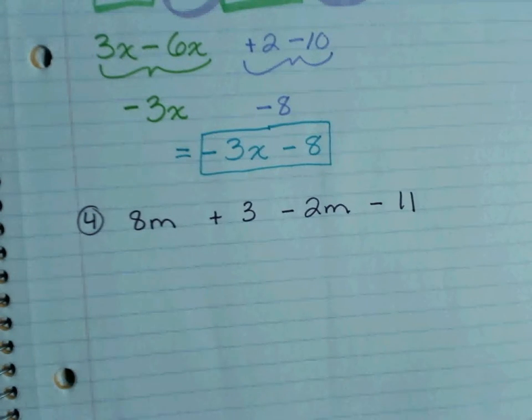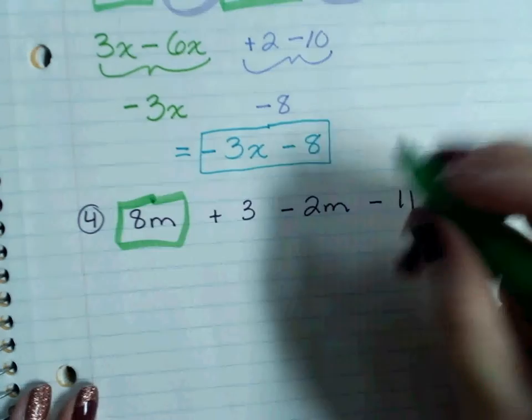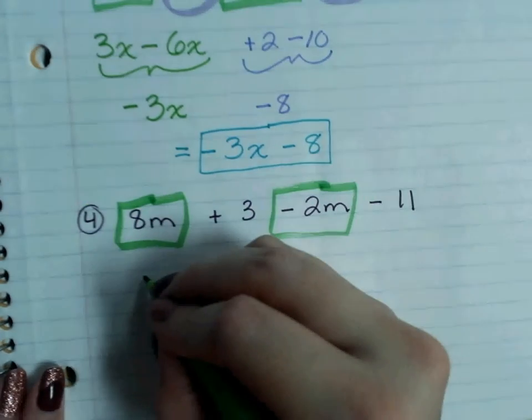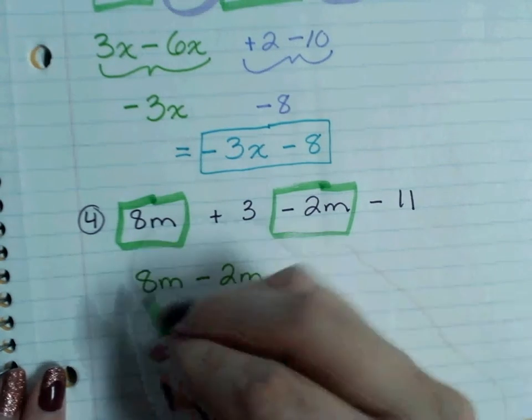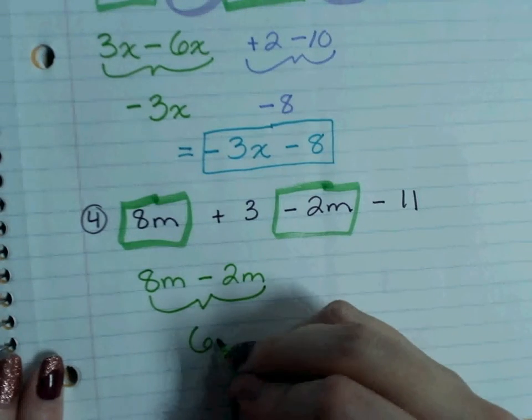All right, who can raise their hand, tell me what they got? Cameron? 6m minus 8 is correct. Okay, so here's our like terms. We have 8m minus 2m. So we're going to write 8m minus 2m. And when we subtract those, we're going to get 6m.